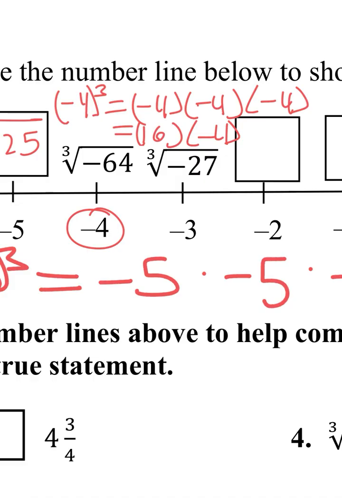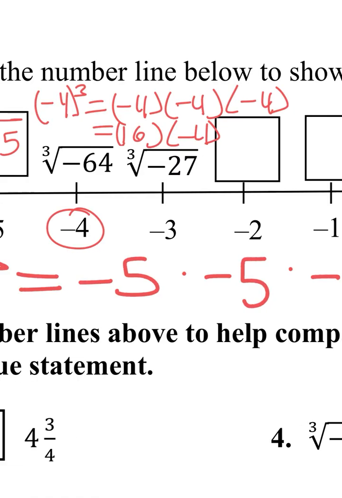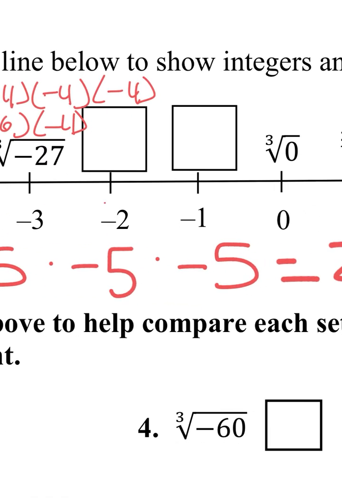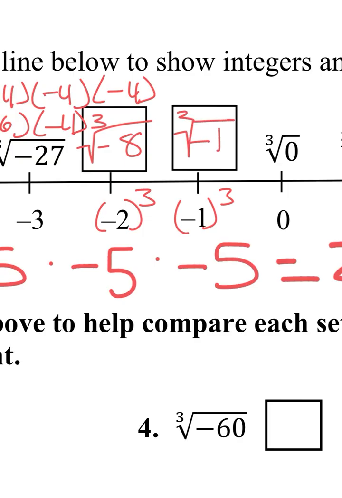Let's see, negative 2. So if I were to cube negative 2, it would be negative 2 times negative 2, which is 4. And then 4 times negative 2 is negative 8. Okay, and then it's the cube root. And then next, negative 3. So if I cube negative 3, negative 1 times negative 1 is positive 1. Positive 1 times negative 1 is negative 1. Okay, so there we go.